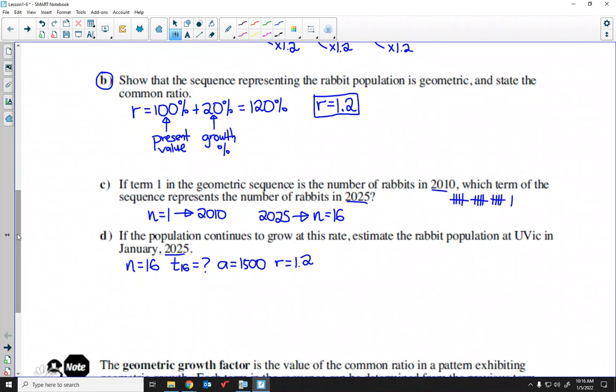I'm going to use my general formula for a geometric sequence to determine this value. So we'd have Tn is equal to a r to the power of n minus 1. In January 2025, we're in year 16. So T16 would then be 1,500 multiplied by r, which is 1.2, raised to the power of 16 minus 1.